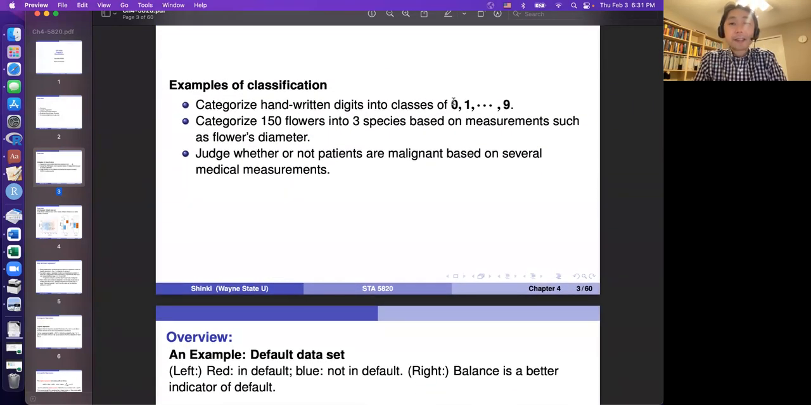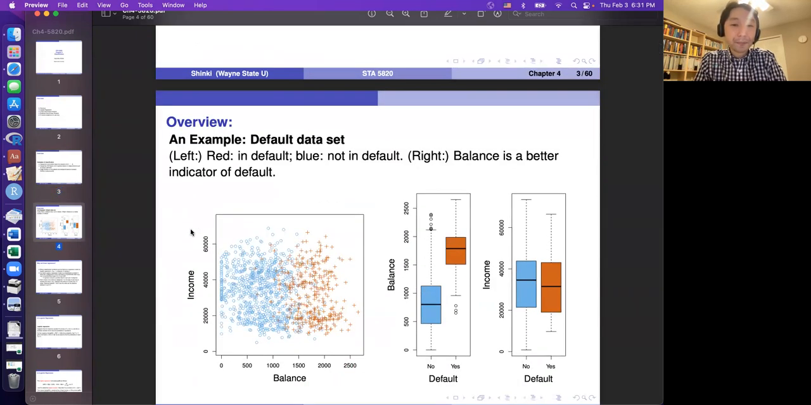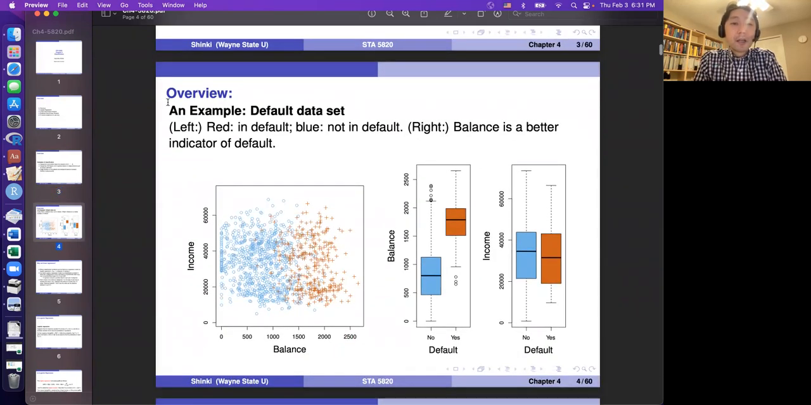So sometimes these are just categories. 0 to 9 are categories. They are ordered, but in terms of character recognition, these are just 10 different categories. And sometimes the category is ordered if the rating is the response variable. Maybe 1 to 5 means 2 is better than 1, 3 is better than 2, 4 is better than 3.